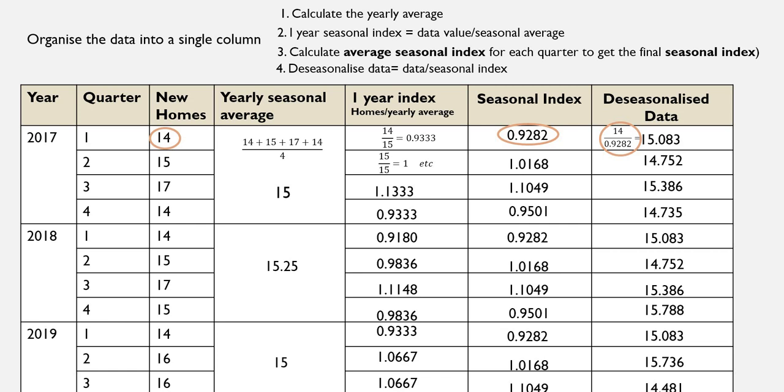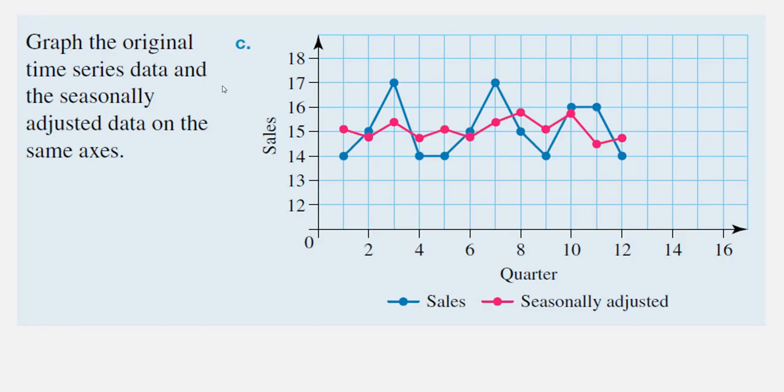To see what this looks like, we're going to graph this. So here it is graphed. The blue is the original time series data, and you can see that there are some big fluctuations up and down in a cyclical nature. What we have now done is deseasonalised the data, so you can see it's smoothed out a lot of those peaks and troughs.